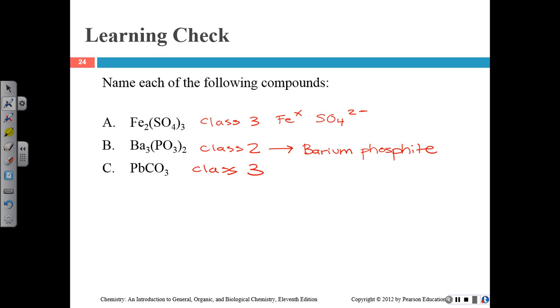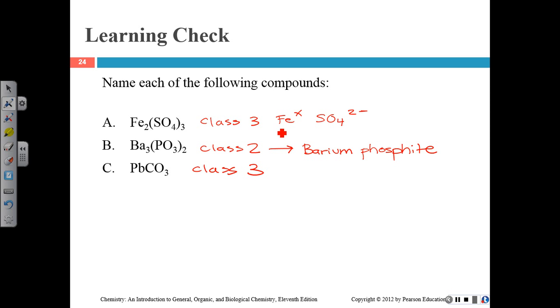I did B first because it's class 2. I simply state the name of the metal and the name of the anion, which here is a polyatomic. So PO3, if you find it on your sheet there, it's phosphite. So that one's the easiest one. Everybody get that one? Remember to do that? So A and C, these are class 3. So I have to find X. I have to find the charge.